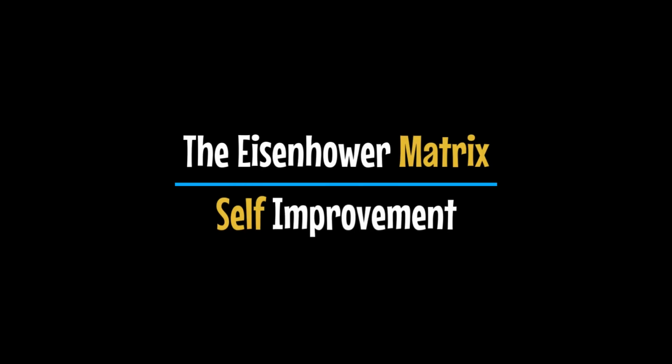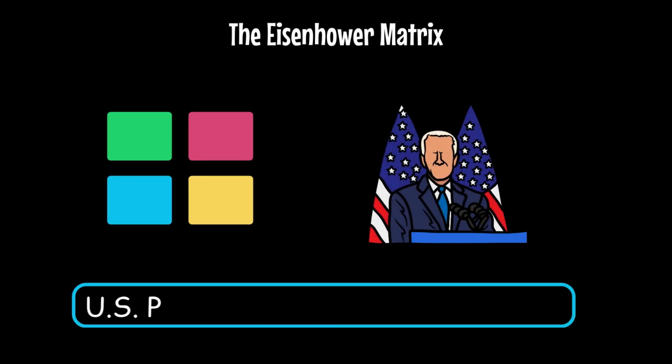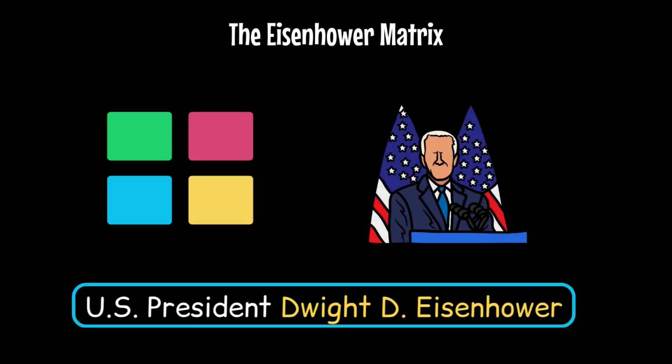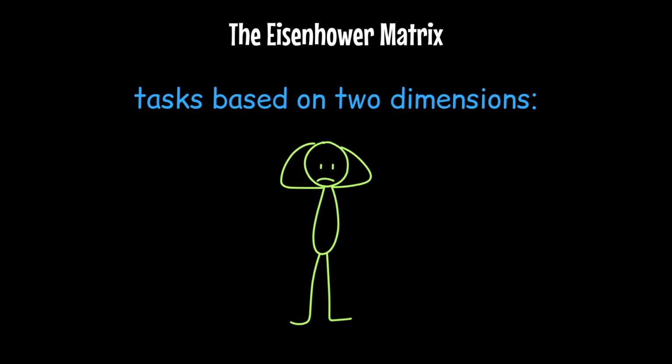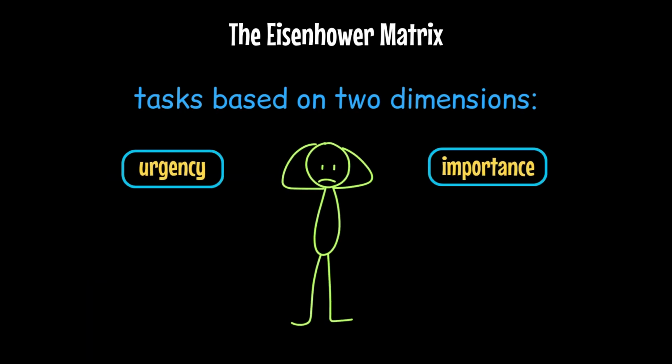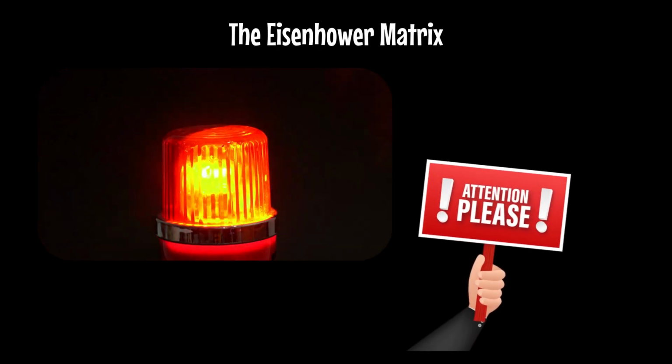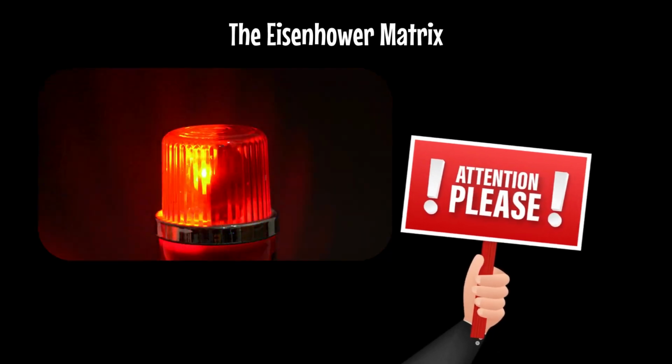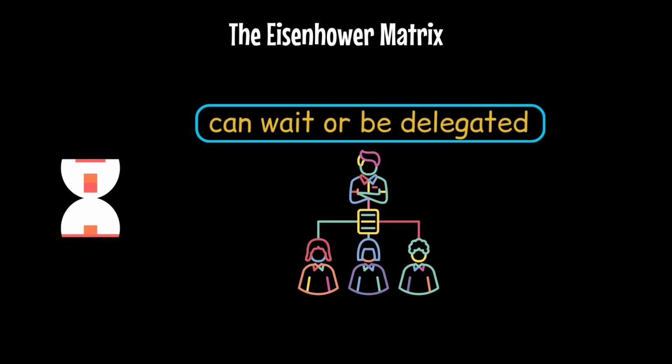Method 1. The Eisenhower Matrix. The Eisenhower Matrix, named after former US President Dwight D. Eisenhower, categorizes tasks based on two dimensions: urgency and importance. This method helps you distinguish between tasks that require immediate attention and those that can wait or be delegated.